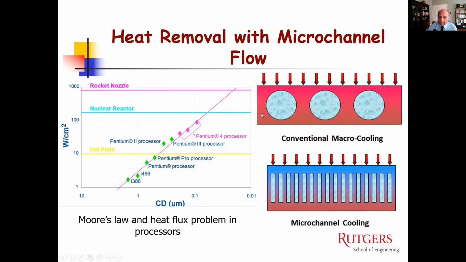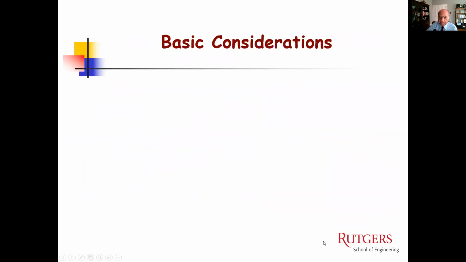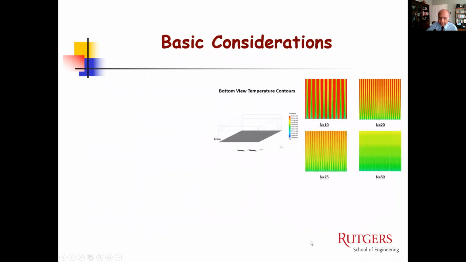This is also well known: with macro cooling, with large channels, the heat transfer that can be achieved is much less than what can be achieved with microchannel cooling, predominantly because of the Nusselt numbers that arise, as shown in this slide.